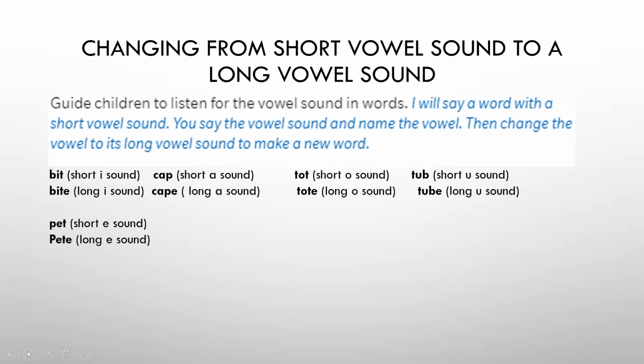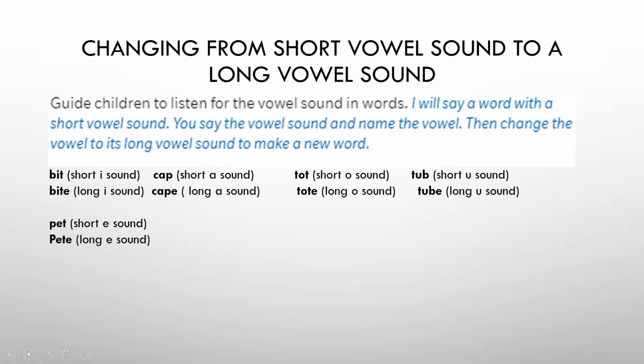Completely changes the word. So let's look at tub, tub. You tell me the vowel sound. And now I'm going to put a silent E at the end of it, and it's going to be tube, tube. So it's got that U sound in it. So a tub is a place where you maybe take a bath, so like a bathtub, a tub. And then a tube is something like your toothpaste comes in, like a tube of toothpaste.